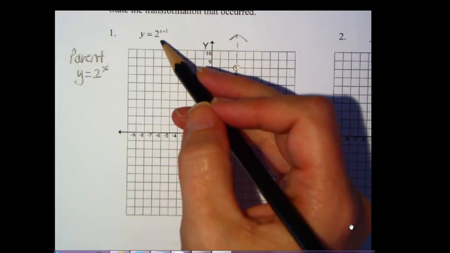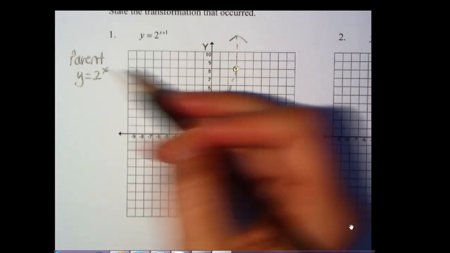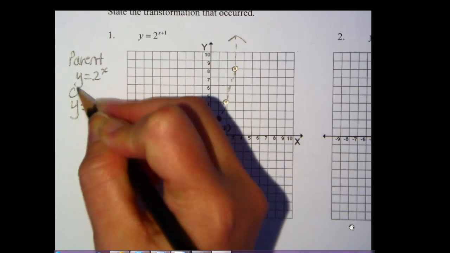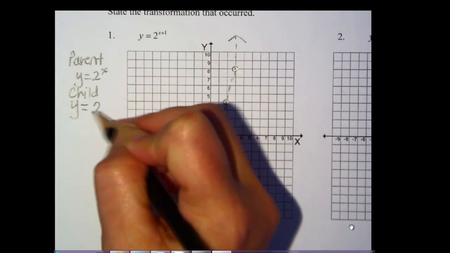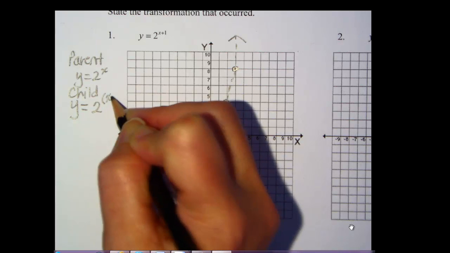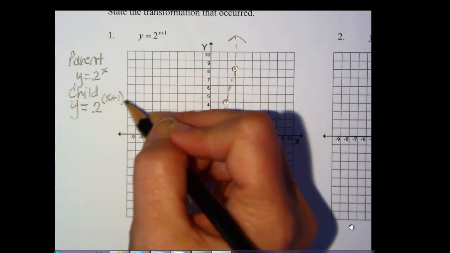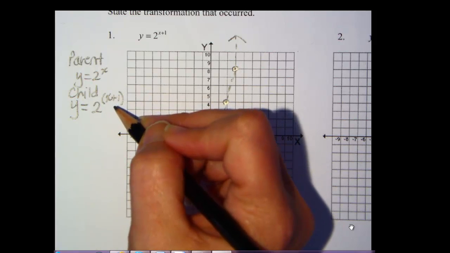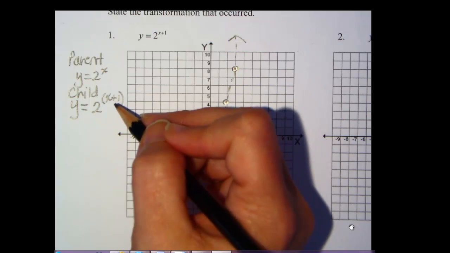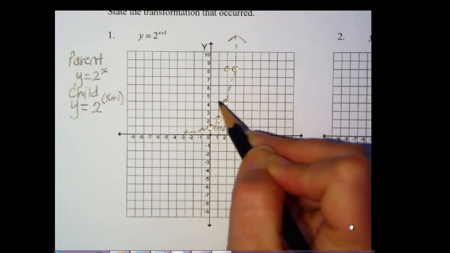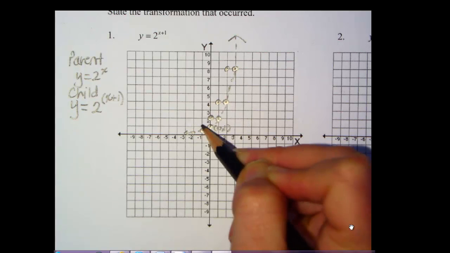Now, the child graph is 2 to the x plus 1. You want to think of an exponent as a grouping symbol. So we could rewrite that as our child, 2 to the (x plus 1). It's not a bad idea to rewrite using parentheses so that you can remember our math is consistent, and anything within parentheses or any grouping symbols means a left-right translation, and because it's a plus 1, it actually means move everything left 1 unit. So I'm going to take all these points on my parent graph and move them left 1 unit for my child graph.